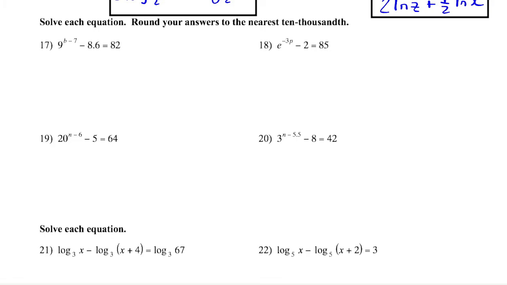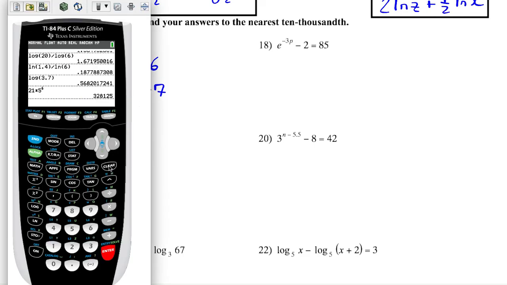All right, now we want to solve these equations. So remember, if it's an exponential equation, we want to make it a log. So these 4 questions are exponential equations. So I'm going to take the log. So here, I'm going to add 8.6 to both sides. So I get 9 to the b minus 7 power is equal to 88.6. And then I'm going to take the log. So we rewrite this. So we get log base 9 of 88.6 is equal to b minus 7.